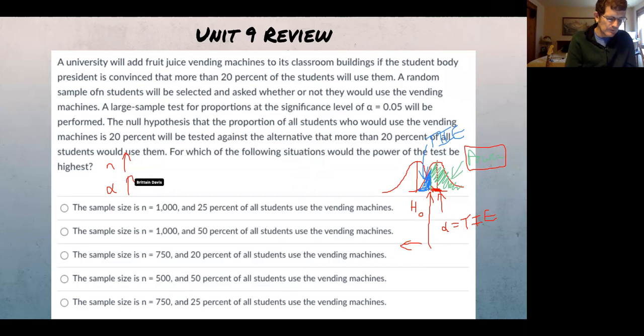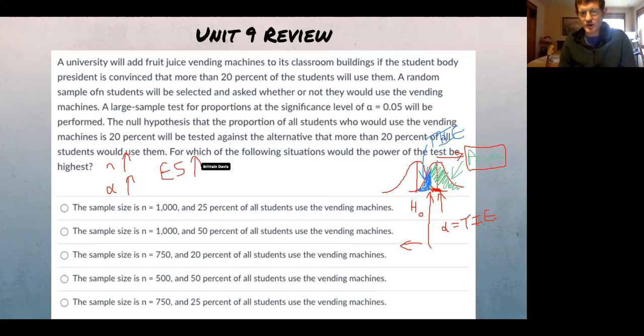The other thing we could do is make these two distributions further apart. So if I could push this population over somehow, then the effect size, so I'm just going to put ES for effect size. If the effect size was bigger, then it'd be easier to reject the null hypothesis. Anything that helps us reject the null hypothesis will increase the power of the test.